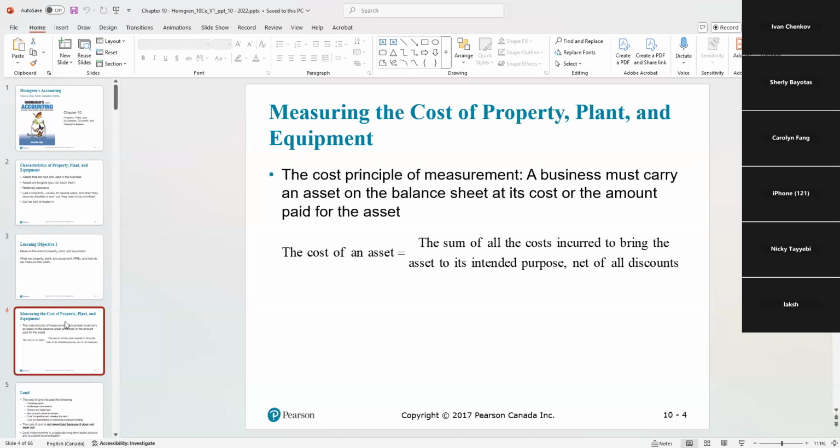What will be the amount that you paid for the asset? For example, imagine you're shopping online and you choose to buy shoes. What's the cost of the shoes? Is it the one that you see on the website or the one that you have to pay at the end? At the end. So that will be the cost of the shoes: the price that you're going to pay at the end.